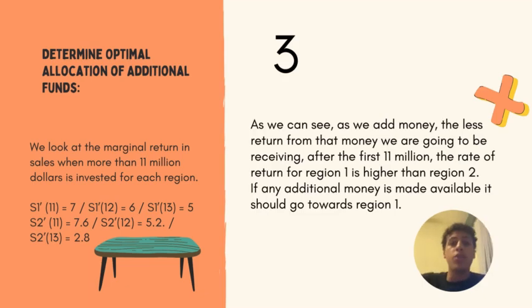Okay, so here we tried to determine the optimal allocation of additional funds. To do this, we looked at the marginal return in sales when more than $11 million was invested in each region. So we did it with 11 million, 12 million, and 13 million. And as we can see, as we add money, the less return from that money we're going to be receiving. After the first 11 million, the rate of return for region 1 is always higher than region 2. So we can determine that if any additional money is made available, it should definitely go towards region 1.